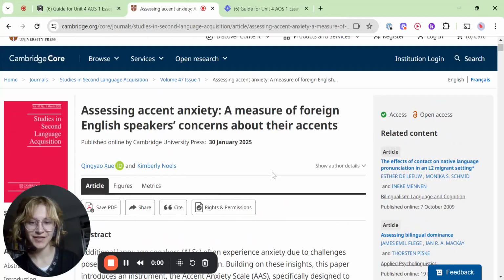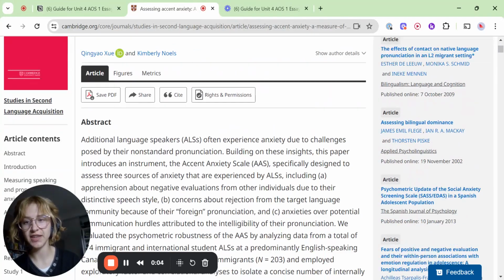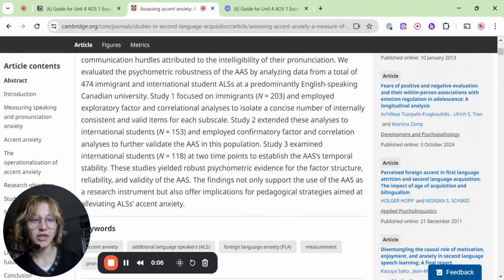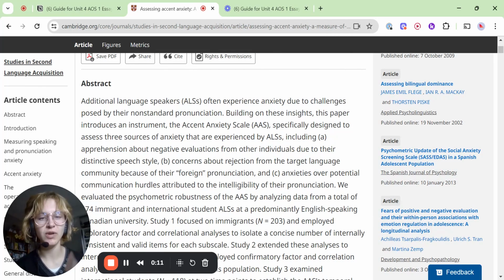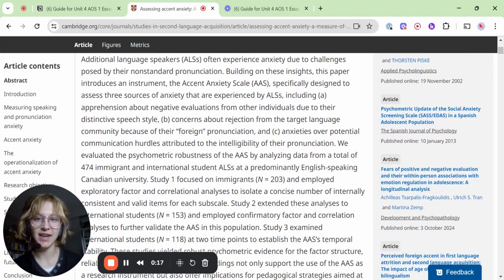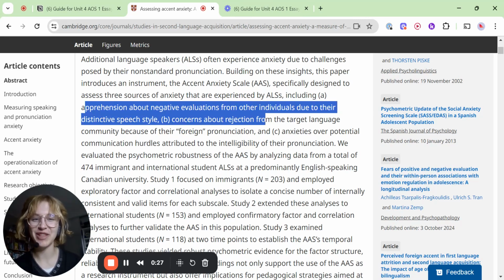Let me find one now. So I found a paper. This one is Cambridge University and it's a Canadian study. While it's 100% worth reading for background information, you want to see if you can find something more of an Australian contemporary example. This one is about accent anxiety, and it's really quite a textbook connection to things like apprehension about negative evaluations from other individuals due to their distinctive speech style.